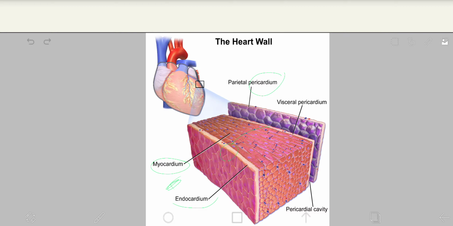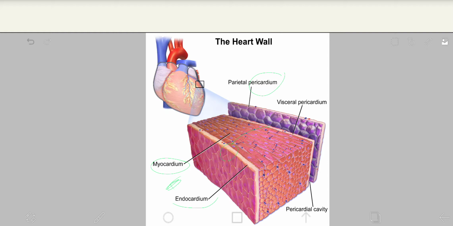Today we're going to be talking about the histological structure of the heart wall. So we all know that the heart is mainly a muscle. So it has a very thick layer of muscle, but if we look at its histological structure, we find that it actually has 3 layers.